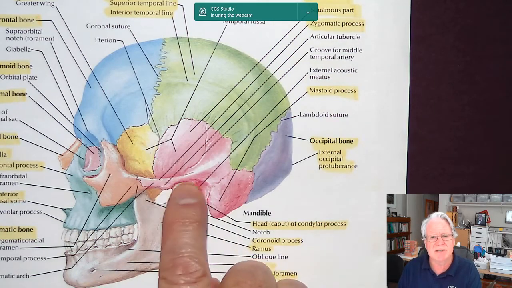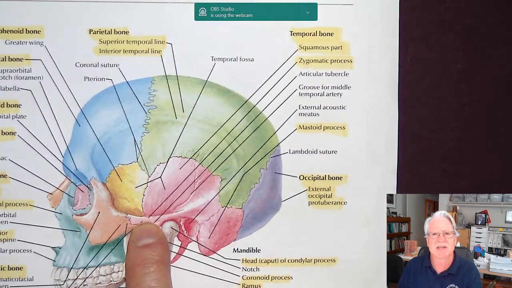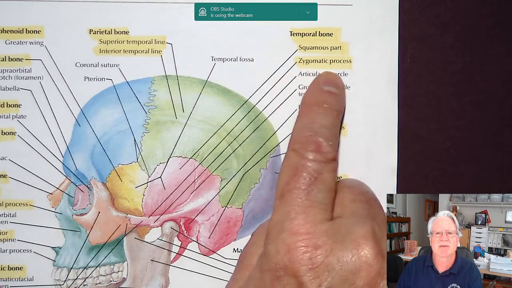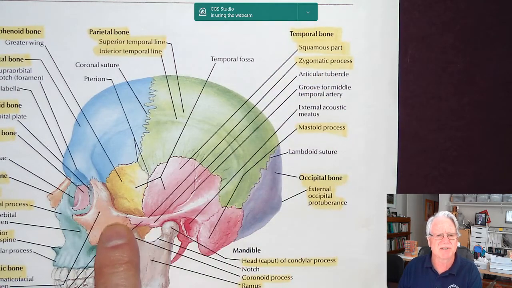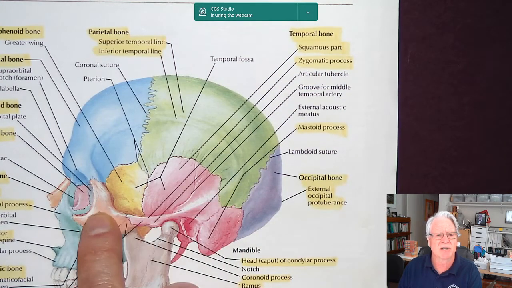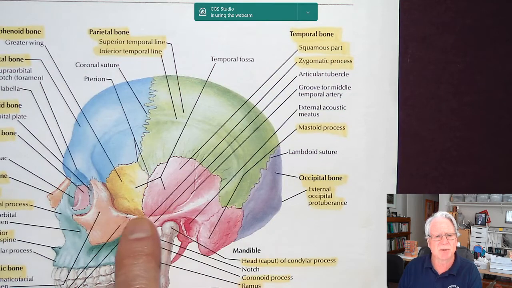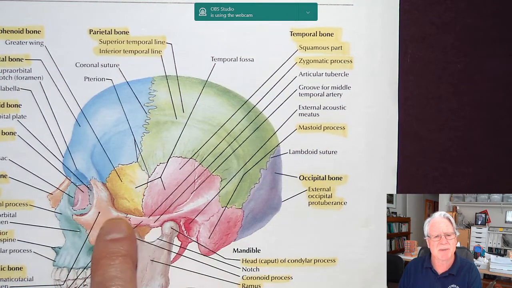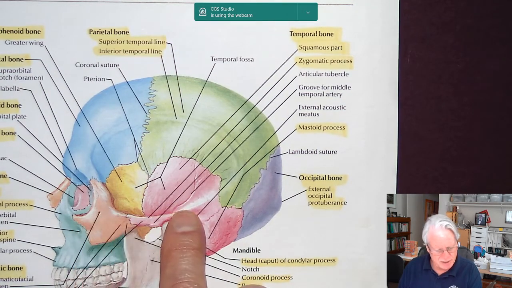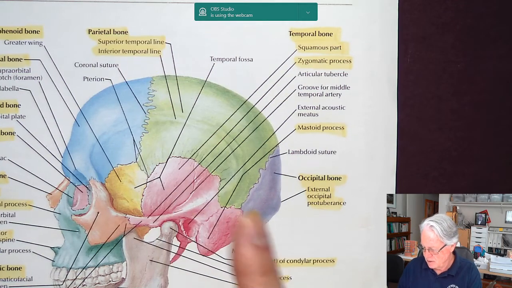Then here is the zygomatic, they call it zygomatic process, but this entire thing is the zygomatic arch, and it's composed of two bones, the temporal bone and the zygomatic bone. And we'll take a look at that in just a second. Okay, so let's come back and look at this. Now, this is from your textbook.